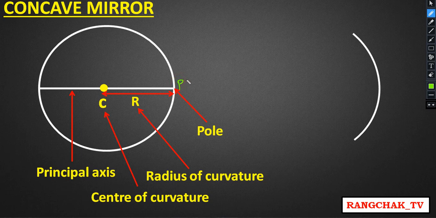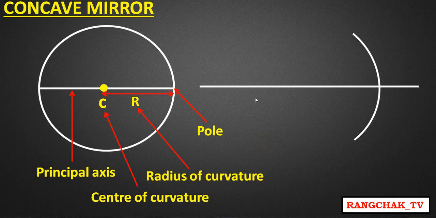And OR is the radius of curvature. In this concave mirror, one part is a rough surface, which means the other side is polished, like a spoon.